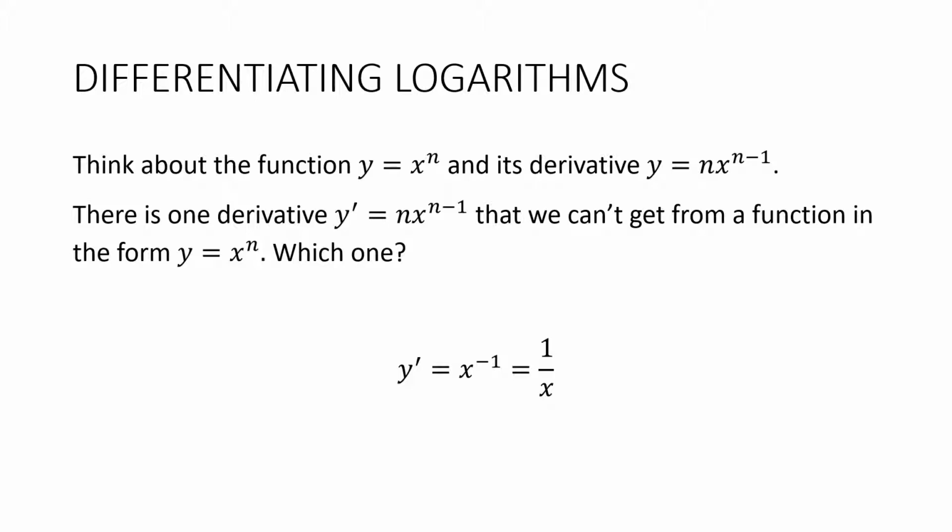So x to the negative 1. So if I want this thing here to be negative 1, then n would be 0. What happens if I have a 0 here? 0 times anything is 0. So we actually can't get this.